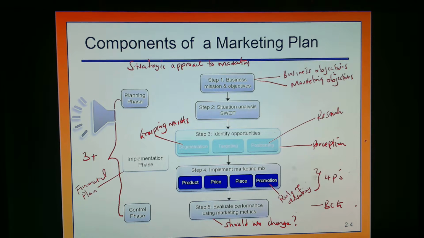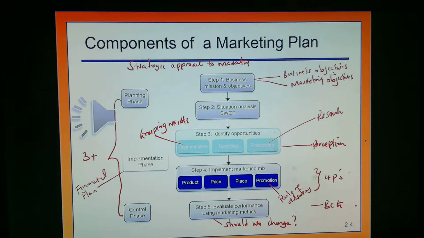Therefore, the most important thing we always start with is to understand the business objective, or the business mission, and, of course, the marketing objectives, because we are going to create marketing objectives for the business objective. What you want to do is implement marketing objectives that are going to help the business achieve its business objectives.